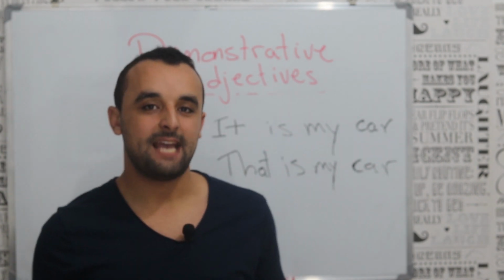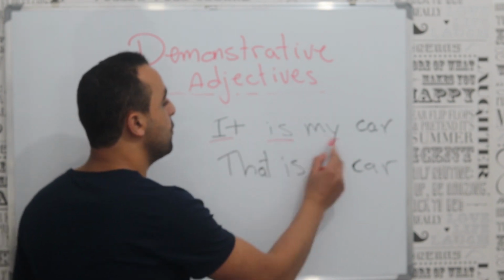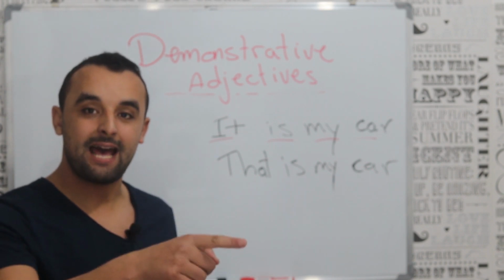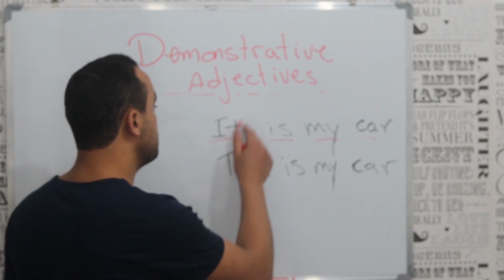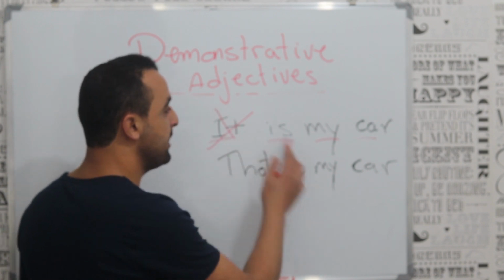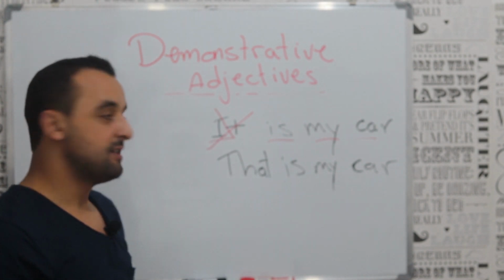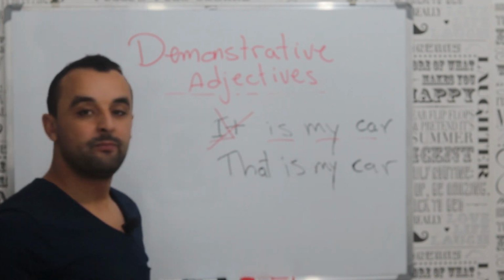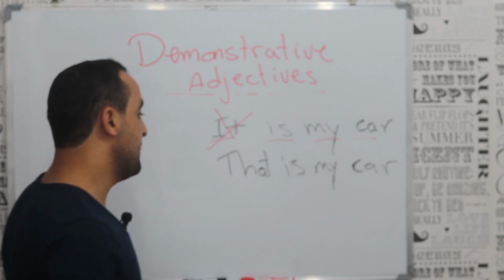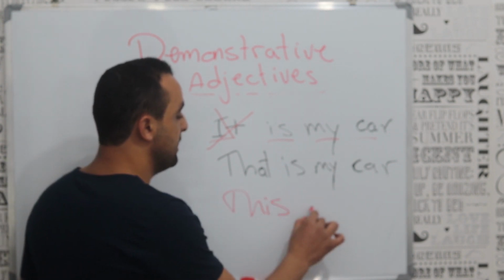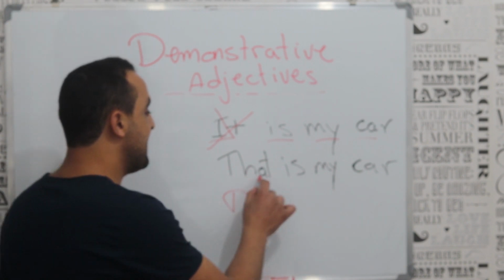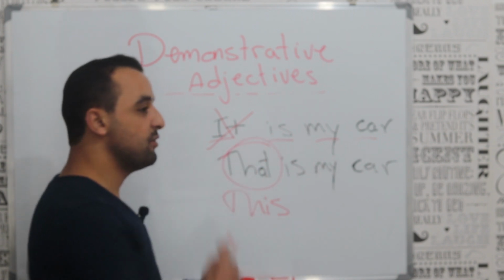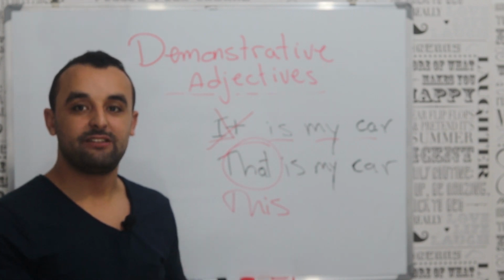Here is an example. I say it is my car when I don't refer to any specific car. But if I want to point out a specific car, I remove it and add one of the singular demonstrative adjectives, for example, that or this. That if this car is far away, and this if this car is near to me. So that instead of it. That is my car. That is a demonstrative adjective because I want to point out a specific car.